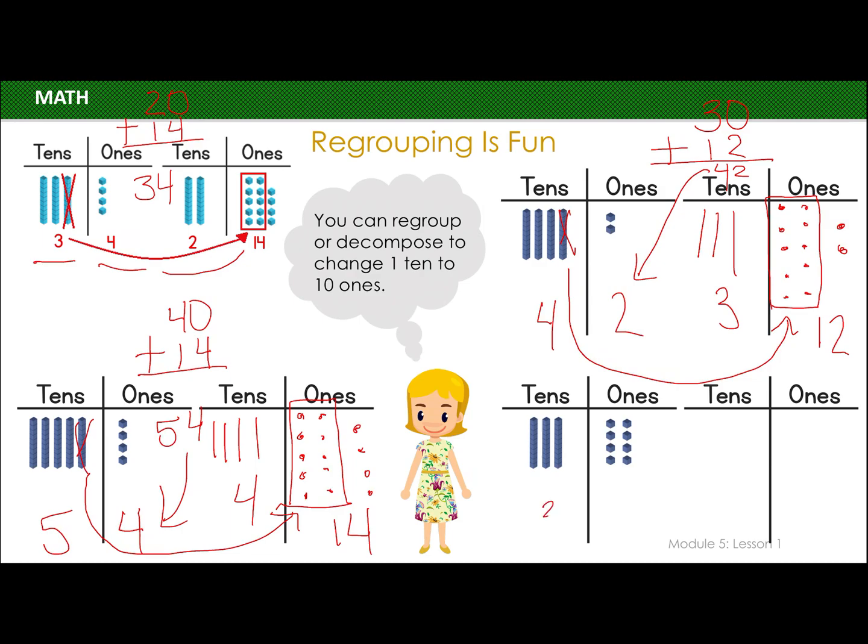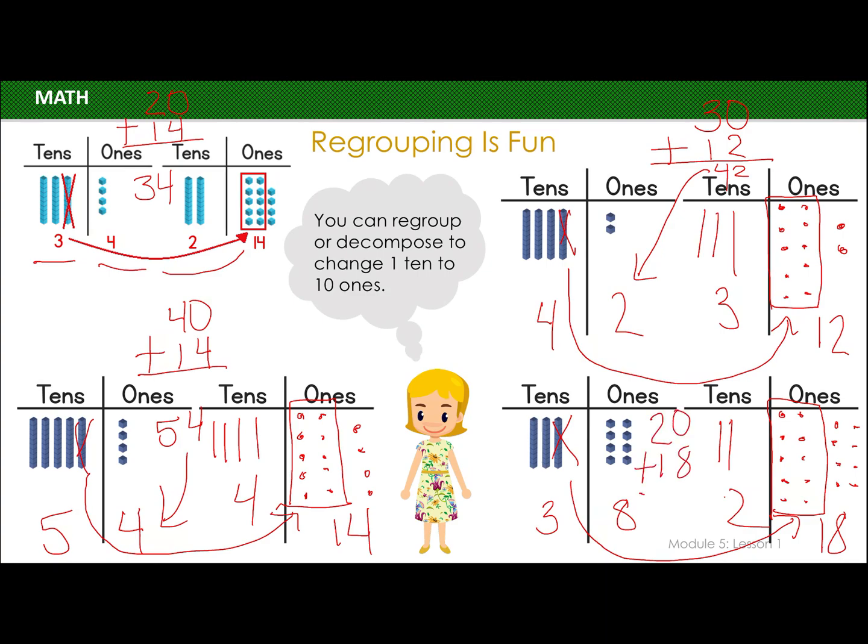And the last one, it shows me starting with 3 10 sticks and 8 ones. But I'm going to take away one of those 10 sticks. I'm going to regroup it into 10 ones. And there's that 10 stick regrouped into 10 ones. And I still have my 8 from before. So 10 plus 8 will give me 18 ones. And because I had to take away one of my 10 sticks, I'm only left with 2, or 20. And 20 plus my 18 ones gives me 38.